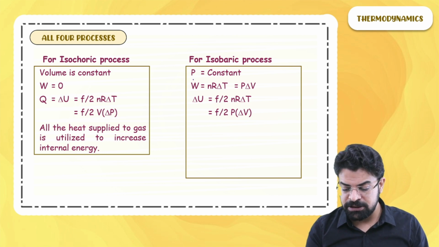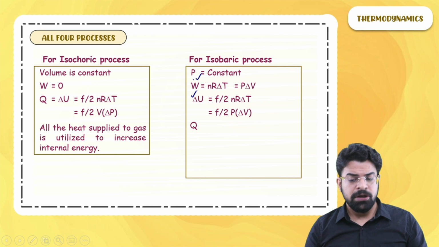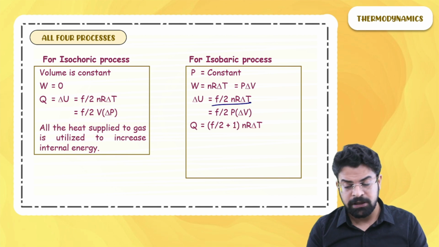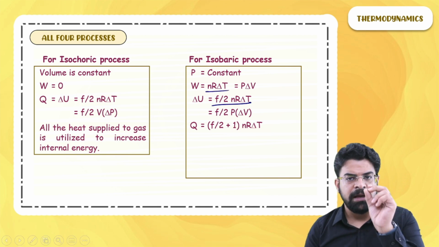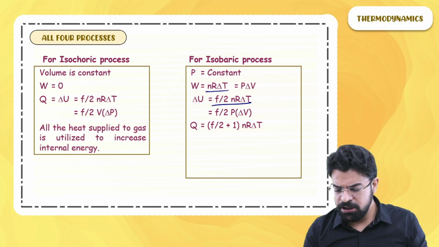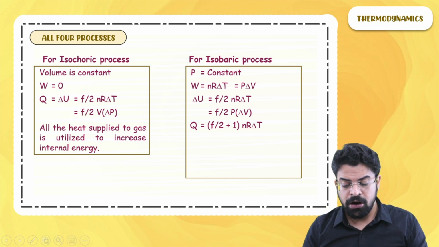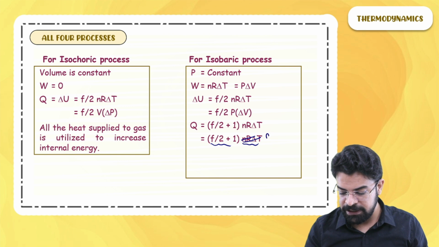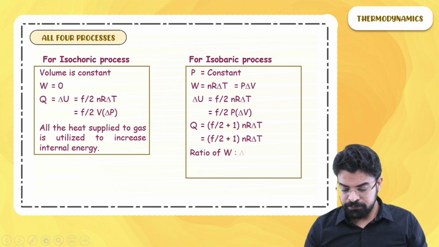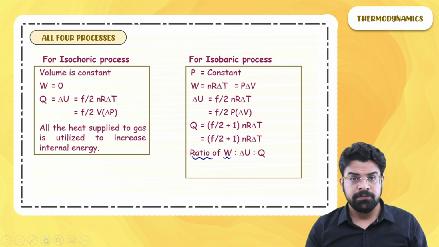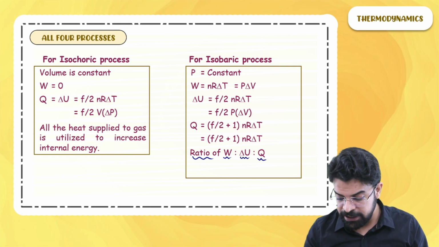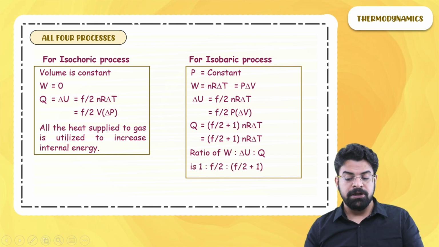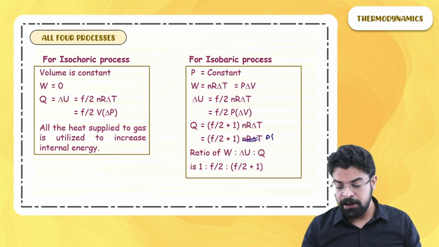The heat given has to be the sum of the change in internal energy plus work done. So the heat given equals (f/2 plus 1) nR delta T. Simply, the change in internal energy is f/2 nR delta T, plus the work done nR delta T. Take nR delta T common, so you get (f/2 plus 1) times nR delta T, or this can also be written as (f/2 plus 1) times P delta V. Sorry, I meant to write P delta V here. Moving on, the ratio of work done to change in internal energy to heat given is 1 : f/2 : (f/2 plus 1). So this is for the isobaric process.